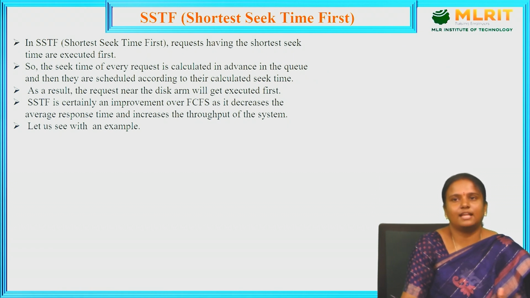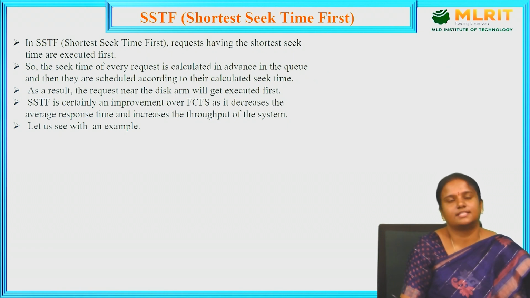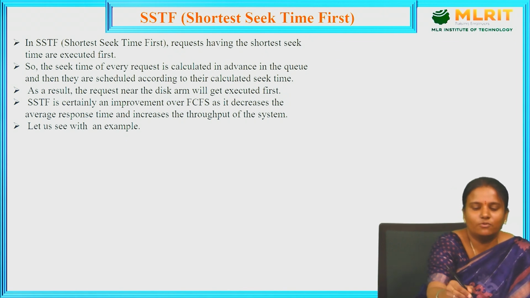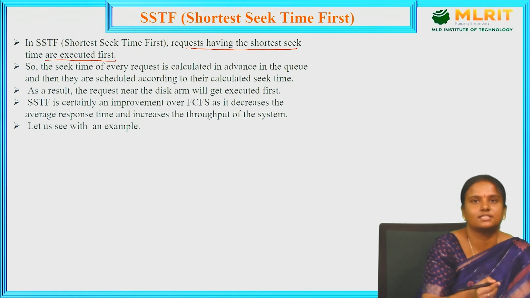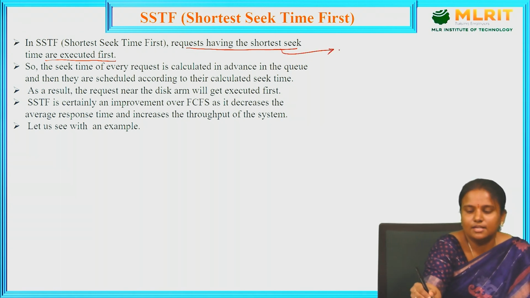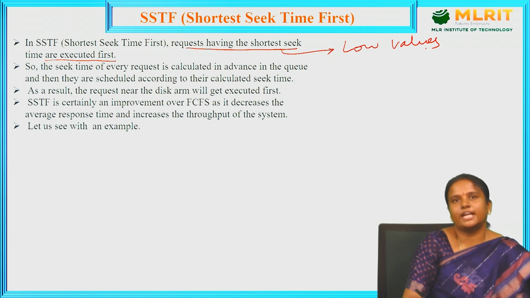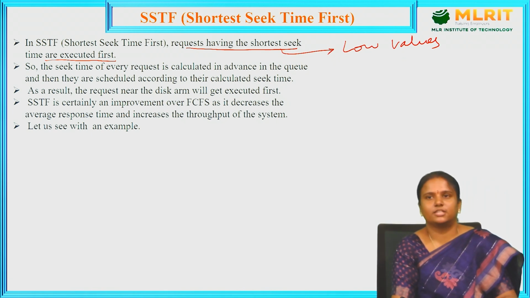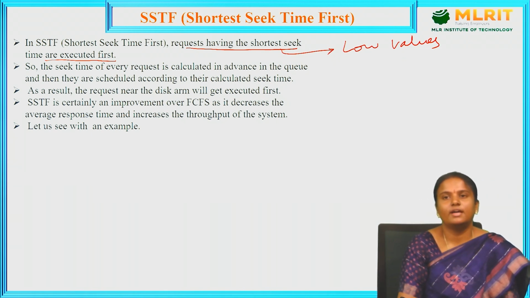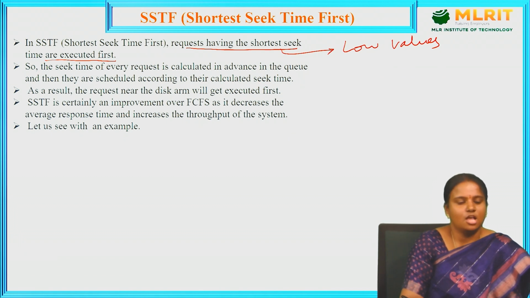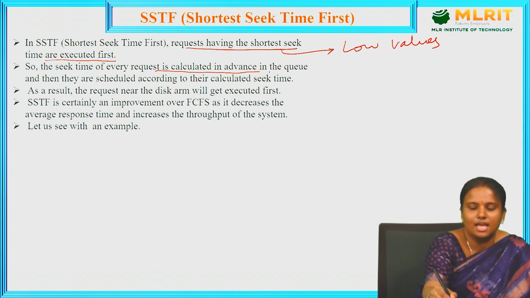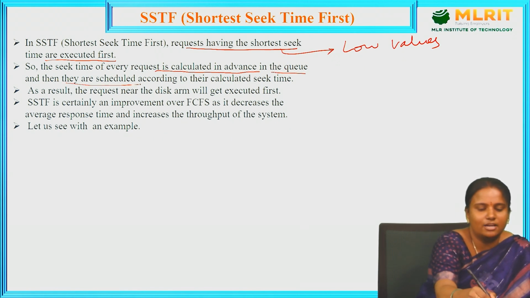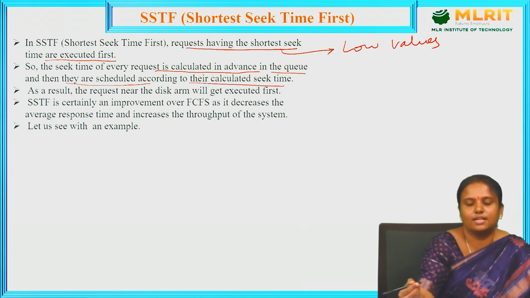In this we are going to see how the disk requests are placed according to their values. The shortest will be placed first. In SSTF, requests having the shortest seek time are executed first. So the low values will be executed first. The seek time of every request in the queue is calculated in advance, and then they are scheduled according to their calculated seek time.